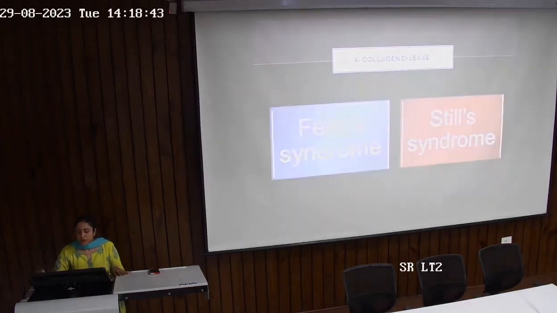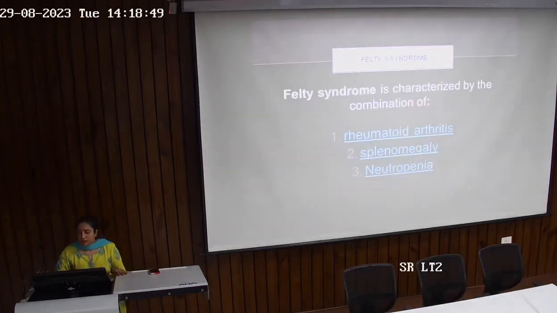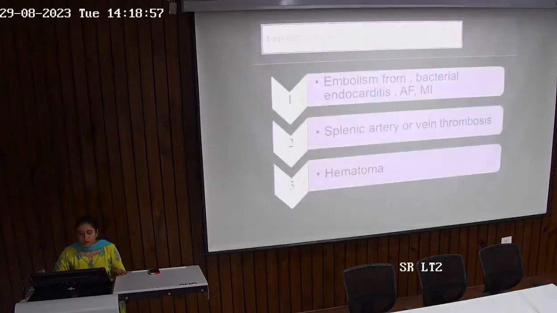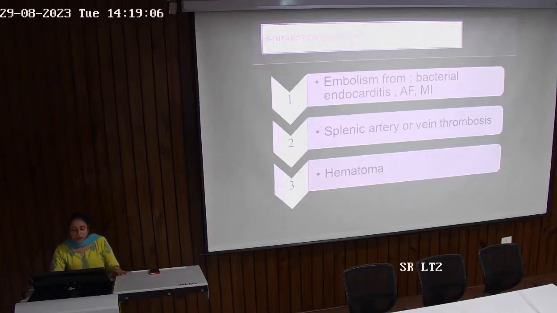Now the collagen diseases include Felty syndrome or Still syndrome. These all cause splenomegaly. Felty syndrome is characterized by rheumatoid arthritis, splenomegaly, and neutropenia. Now infarction and injury can be due to an embolism from bacterial endocarditis and MI, then splenic artery or vein thrombosis, or when there is any hematoma, it can cause infarction of the spleen or injury of the spleen.